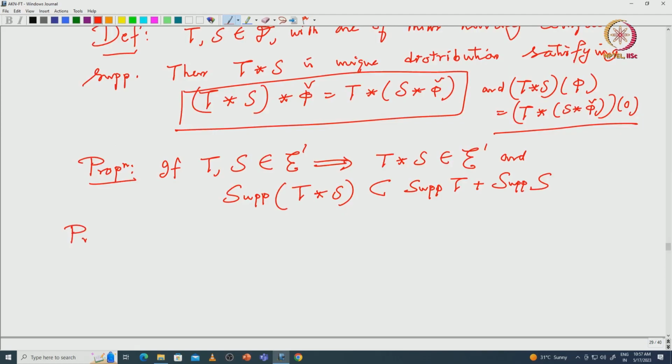I hope I will have place here, because proposition, let Ti belong to D prime, i equal to 1, 2, 3, with... Okay, then 1.